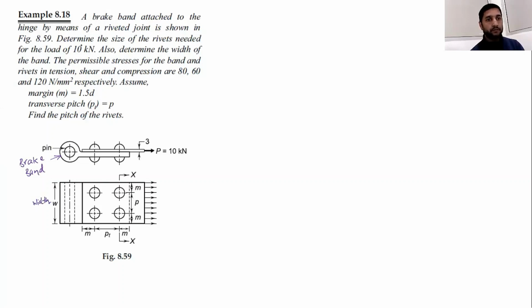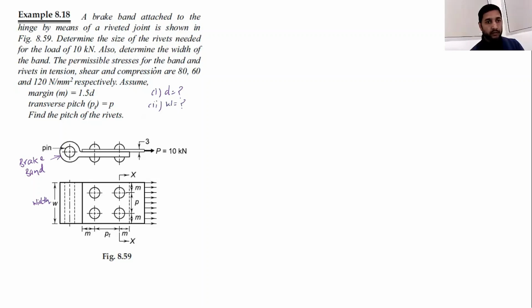And determine the size of the rivet. You can see there are 4 rivets in this particular joint, and we have to find out the size of the rivets. It means first we have to calculate the diameter of the rivet. What will be the diameter of the rivet, that we have to find out. Also determine the width of the band. Second, we have to find out the width.